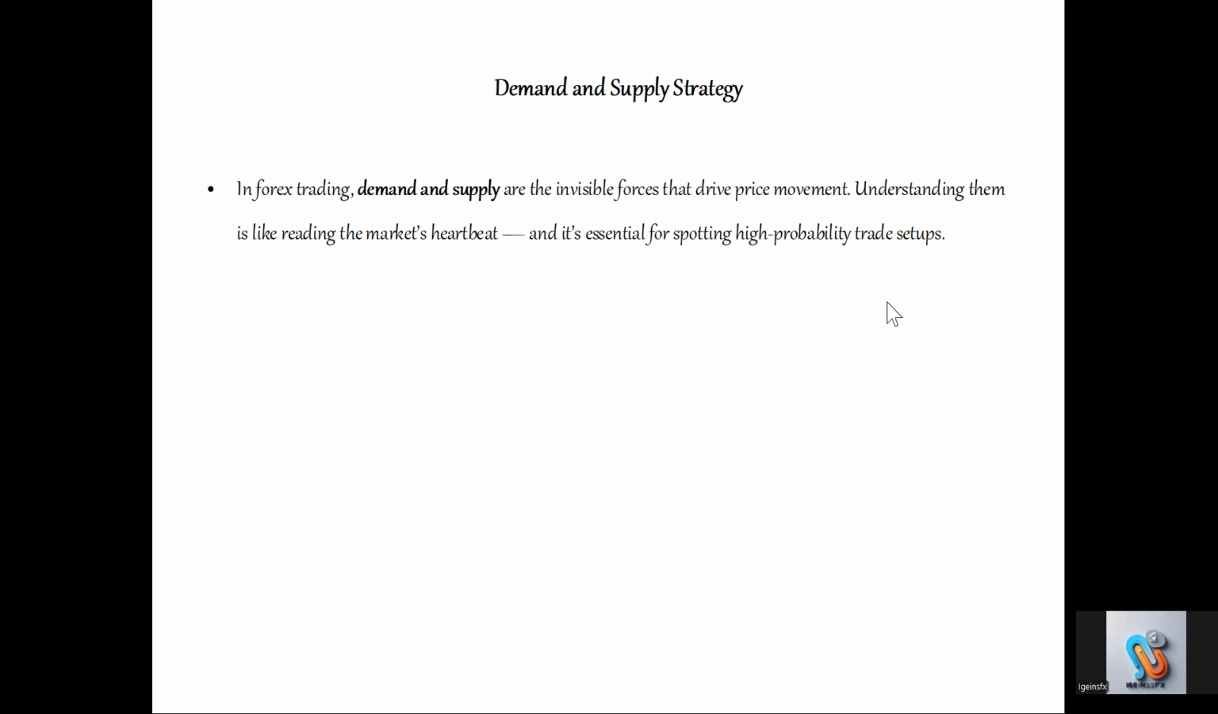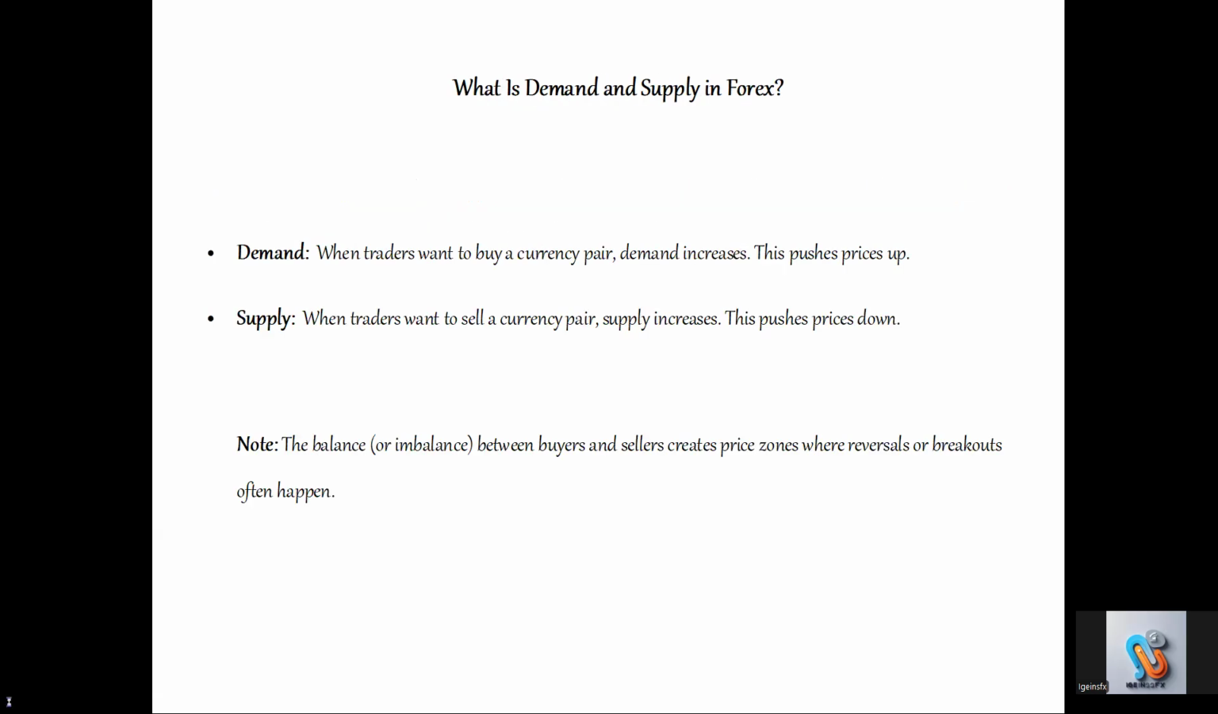Now, in a real world market, there's what we call demand and supply. When the demand is high, the price will go up. And when the supply is high, the price will go down. Now, the higher the demand, the higher the price. The higher the supply, the lower the price. So get that.